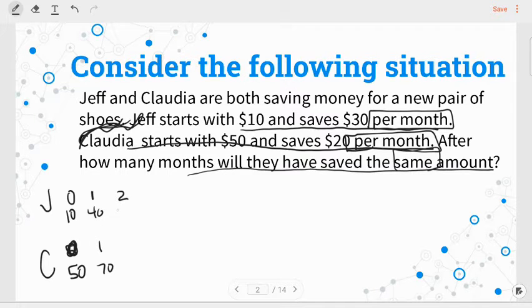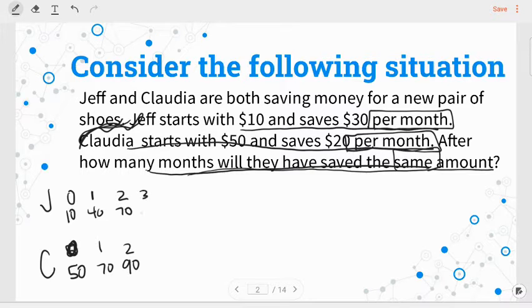On month 2 for Jeff, add 30 more. I get 70. Now here's a point where somebody might stop and say, hey, they have the same amount. They both have 70. But remember, Claudia by month 2 doesn't have 70. She has 90. The months have to be the same, and the amount of money has to be the same for us to say after how many months will they have saved the same amount.